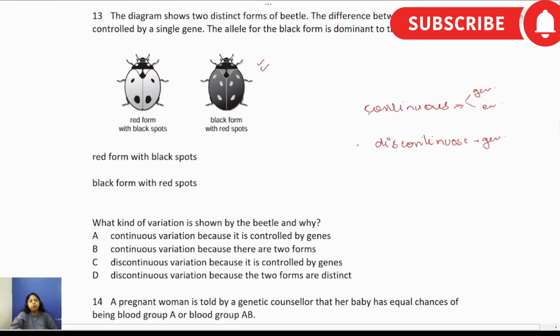And if we generally say it, if we are not discussing the genotype, then we will say that if there are several ranges, then it would be continuous. And if there are only a few types present which have distinct differences, then it would be discontinuous. So there are only two types present, it's a discontinuous one, and it is controlled by genes.